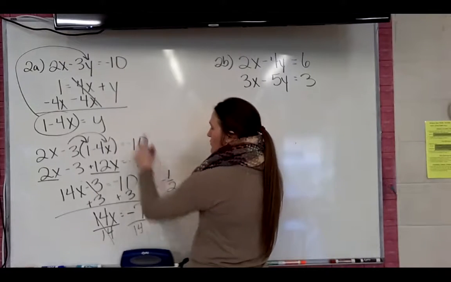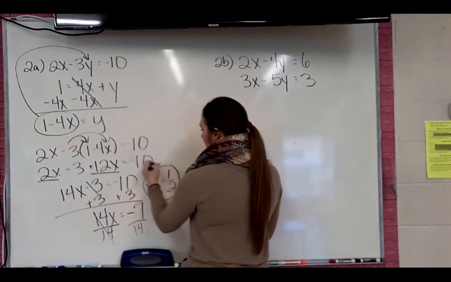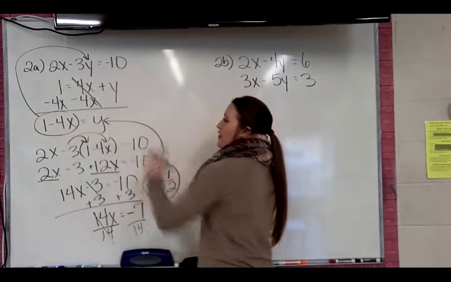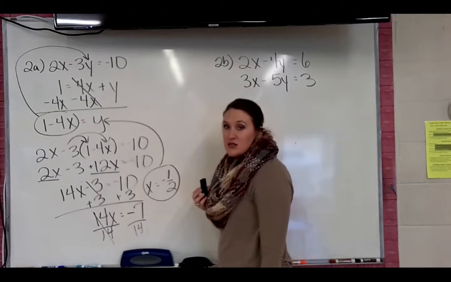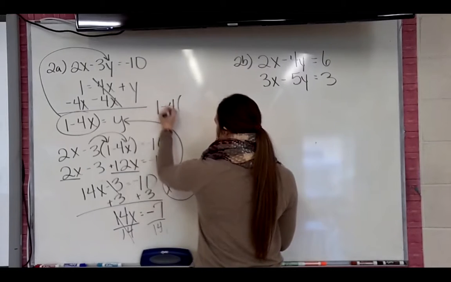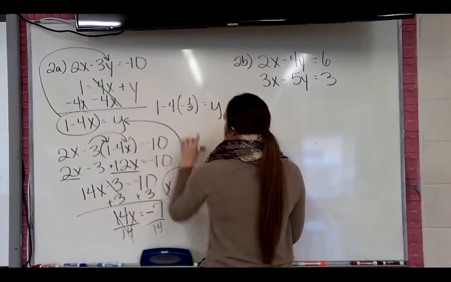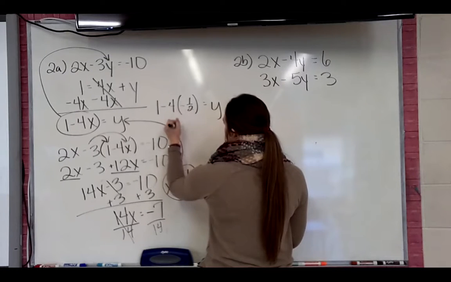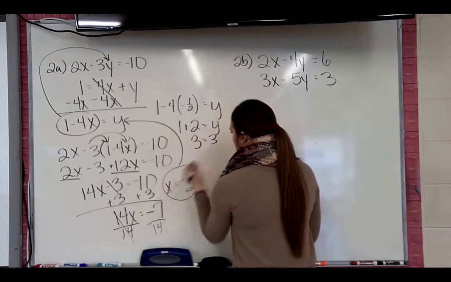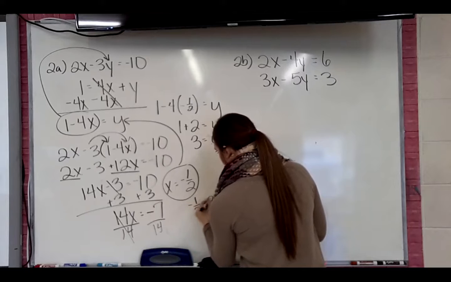Since I have already plugged into this equation, I now take what I got for x and plug it in for x on the other equation. That's why I like to draw arrows to know which one I've already plugged into. So now on this one, instead of 1 minus 4x, I have 1 minus 4 times negative 1/2 equals y. Okay, half of 4 is 2. Negative times a negative is a positive. So y is 3. So my solution here is negative 1/2, 3.